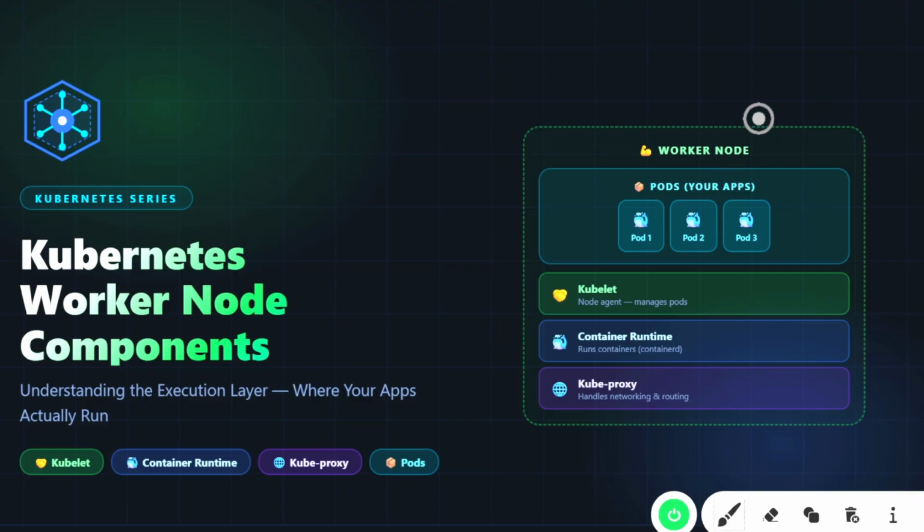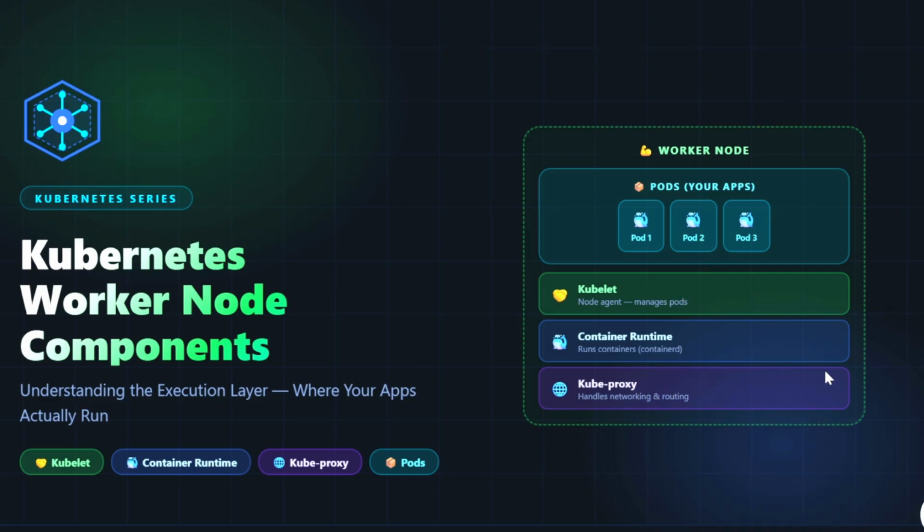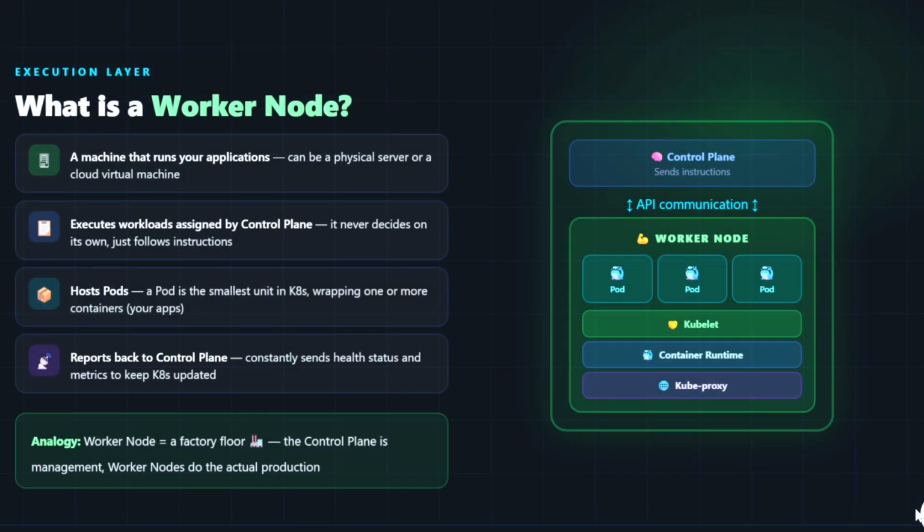First thing, in the last video we have seen the cluster, and in the cluster, the control plane components. Here, this is the architecture of a worker node, where we have the pods, kubelet, container runtime, and kube-proxy. Now let us see what exactly is a worker node.